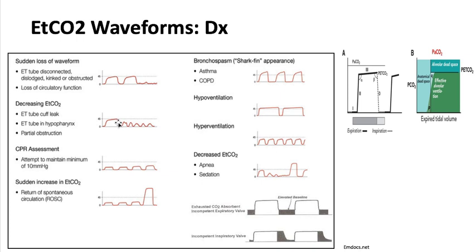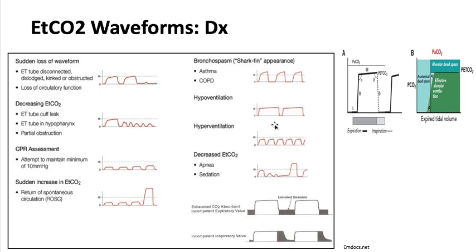CPR, when you're doing CPR, the higher the CO2, in general, the more effective you say your compressions are. And you attempt to maintain it, hopefully more than 10, and more than 15 would be great if you're doing great compressions and moving blood around. A sudden increase in end-tidal CO2 during CPR is often return of spontaneous circulation.